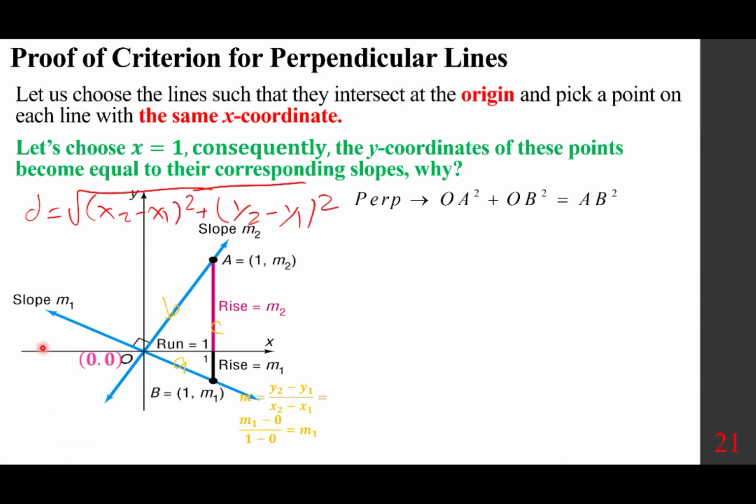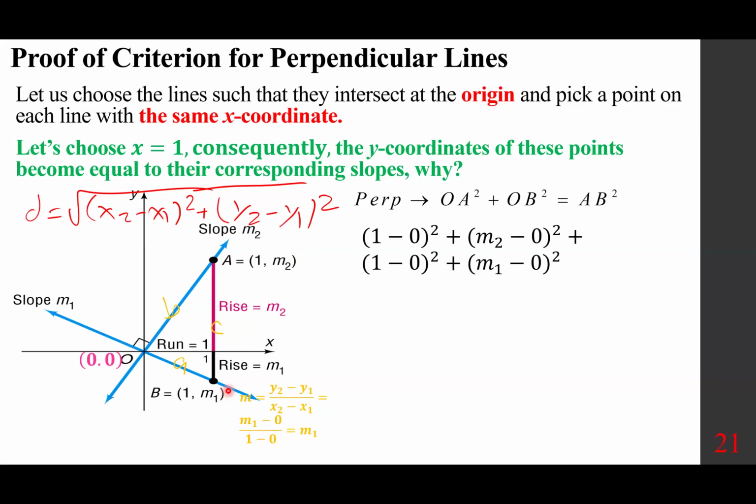Which means OA squared is m sub 2 minus 0 quantity squared plus 1 minus 0 quantity squared. If I want OB, 1 minus 0 quantity squared plus m sub 1 minus 0 quantity squared. If I want this distance AB, I have 1 minus 1 quantity squared plus m sub 2 minus m sub 1 quantity squared. All of them under the square root, everybody.